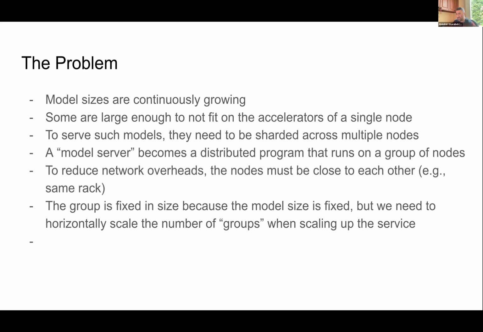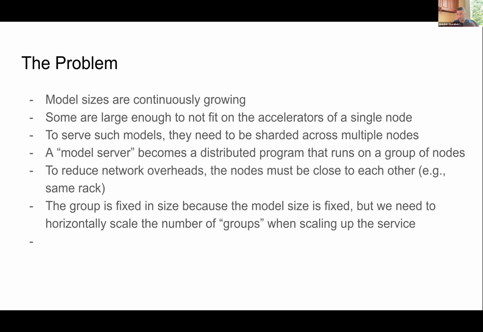And so the only way to serve such large models is that they need to be sharded across multiple nodes. We started with smaller models that fit on a single GPU, then they got larger and we used multiple GPUs in a single node. Now they are much larger, so the GPUs of a single node don't fit, and we're sharding across nodes as well. In reality, the model server, instead of a process running on a node, is becoming a distributed job, a distributed model server that needs to run on a group of nodes.